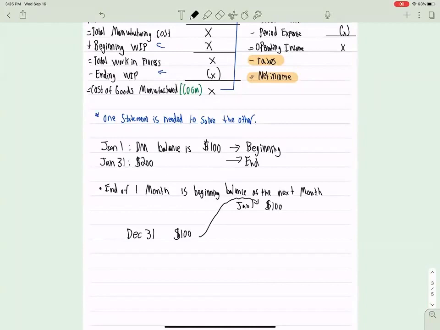They'll ask you to do a COGM for January, but give you a balance at December 31st. You just have to know the end of one month is the beginning of the next.